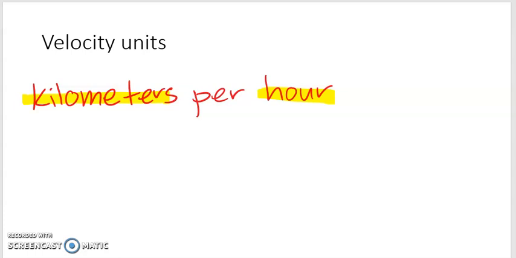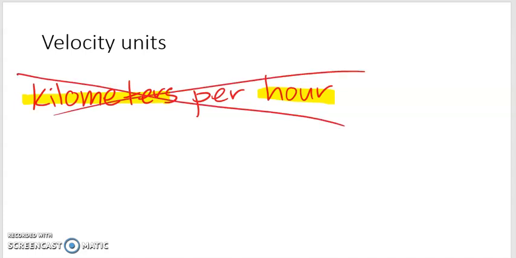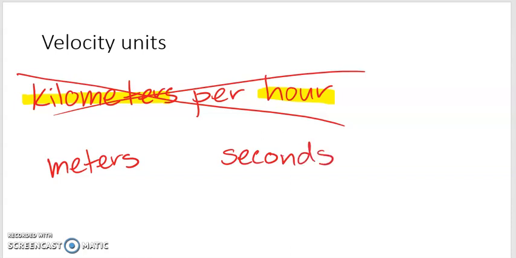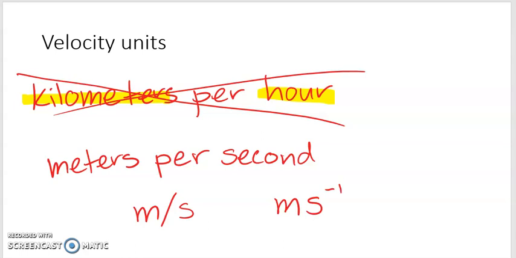Remember though that scientists don't like to use kilometres or hours. We like to use metres and seconds. So our unit for velocity is metres per second. In short, this can be written as m/s or m s^-1. So that shows us it's metres per second.